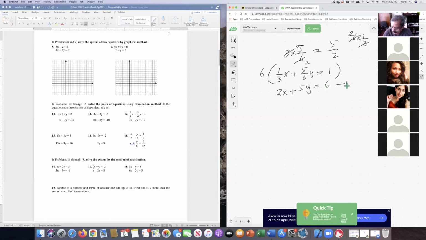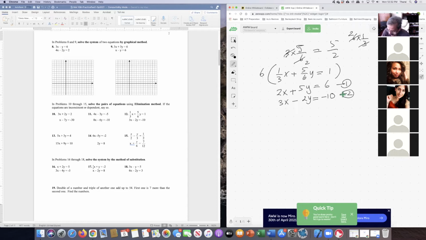So that is my new first equation. And I copy the other one. The other one doesn't have denominators, so I can work with it just the way it is. So 3x minus 2y equal to minus 10. Now I can proceed to solve by elimination method.